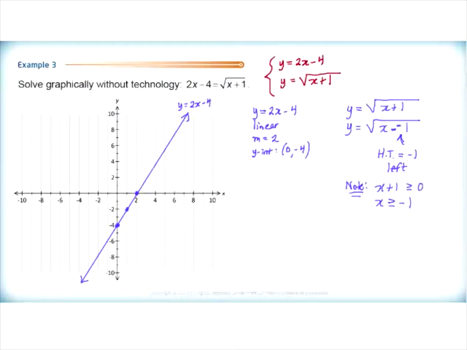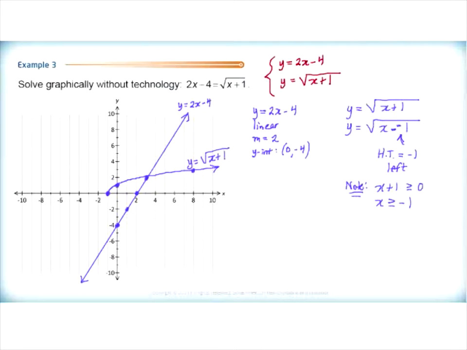So then we have the coordinates of these points. When x is negative 1, the value of y will be 0. When the value of x is 0, the y coordinate is equal to 1. When x is equal to 3, the value of y will equal 2. When x is equal to 8, 8 plus 1 is 9, and the square root of 9 is equal to 3. So this will give us the graph of the equation y equals the square root of x plus 1.